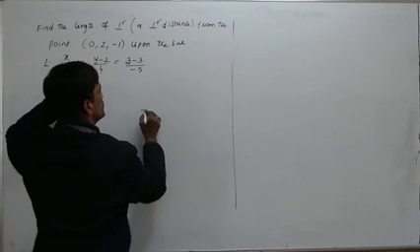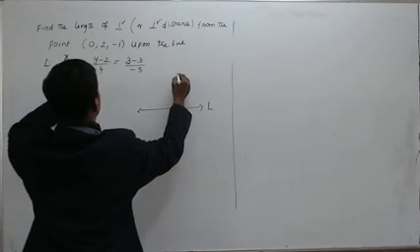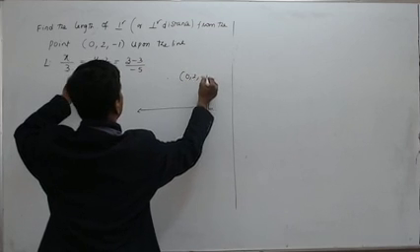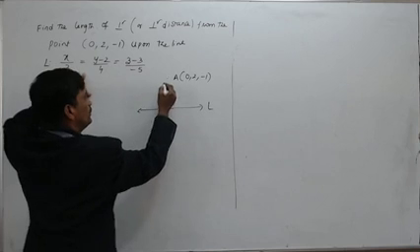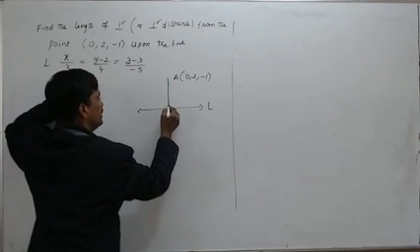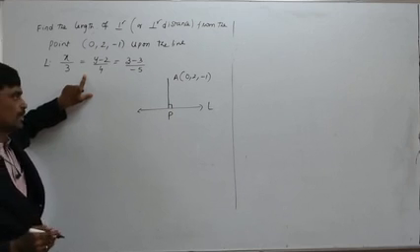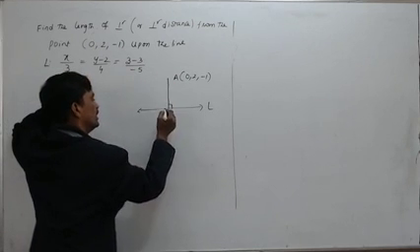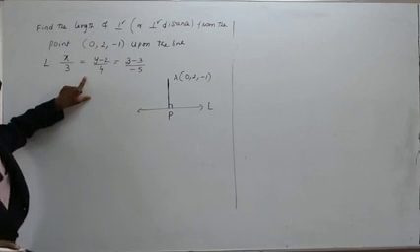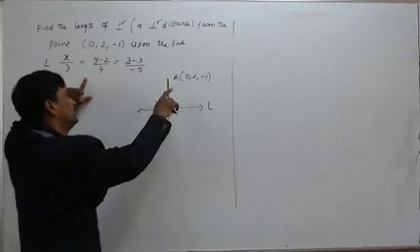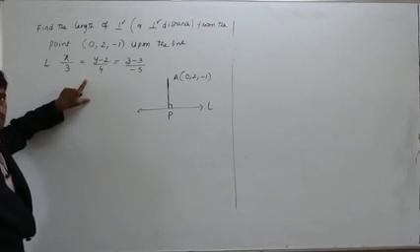So suppose this is the line L. This is the given point 0, 2, minus 1. Say this point is A. So draw the perpendicular from A upon the line. Let the foot of the perpendicular be P. Then the distance between A and P, or the length of this line segment AP, is the perpendicular distance drawn from A upon the line L. This problem can be done in two different ways.